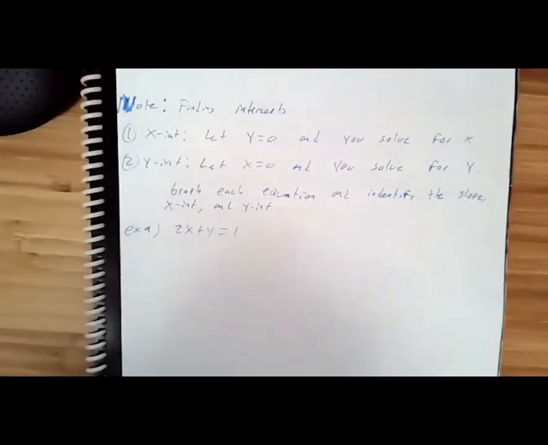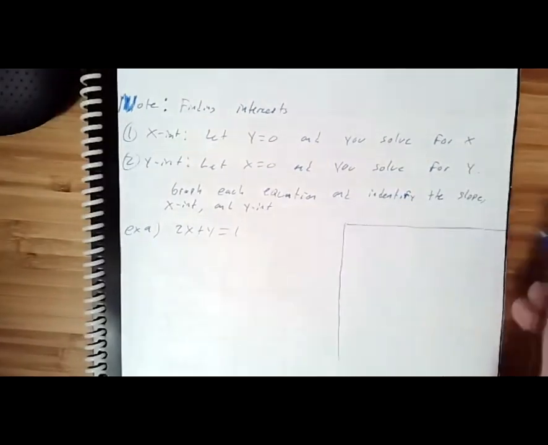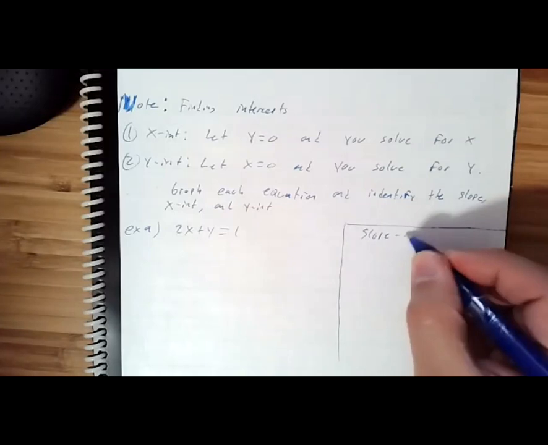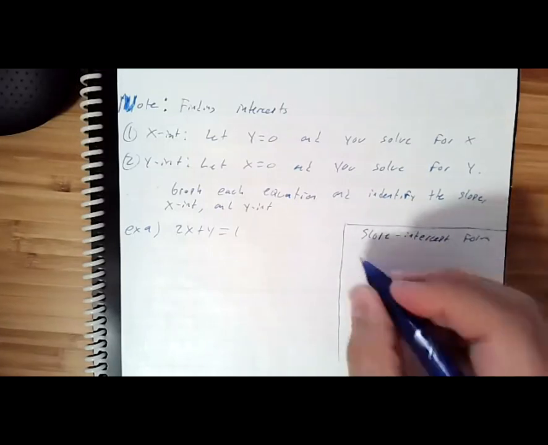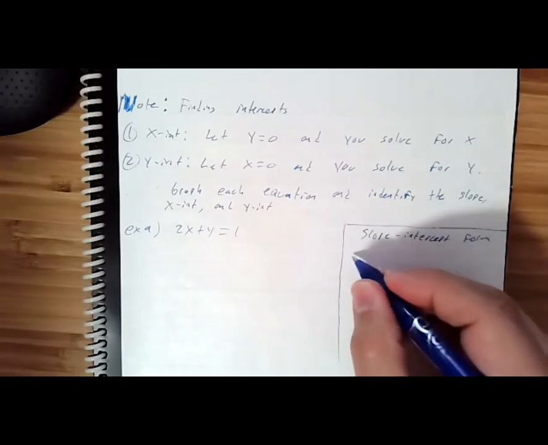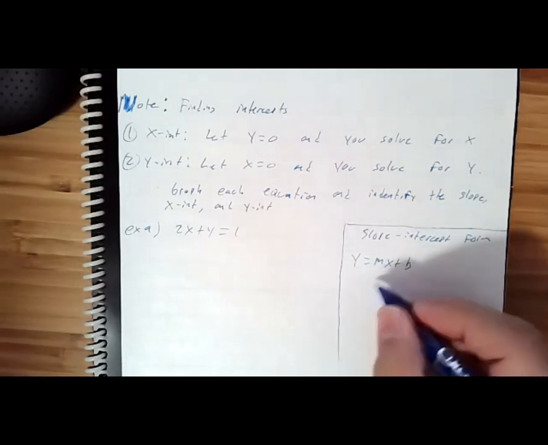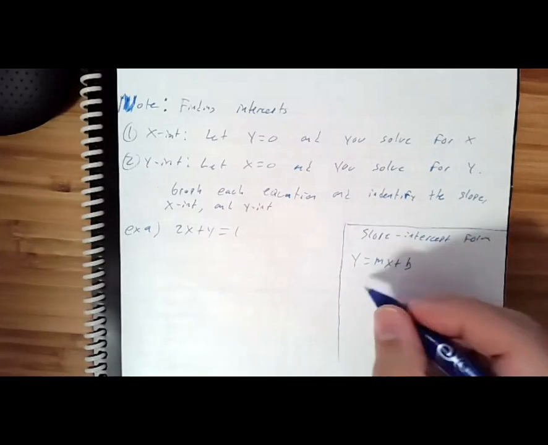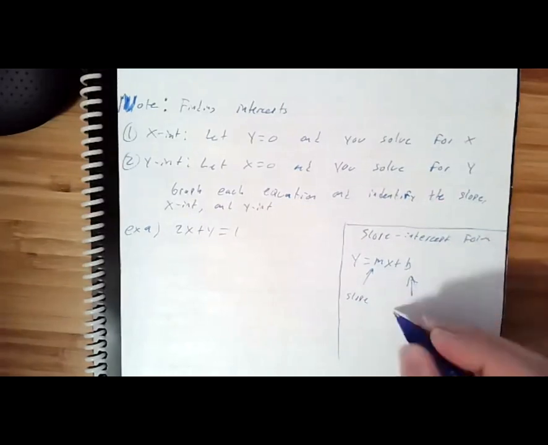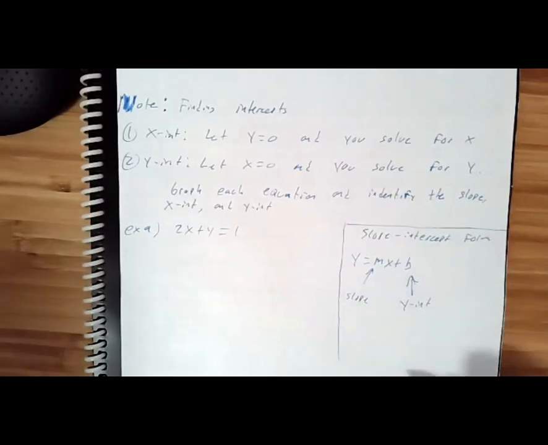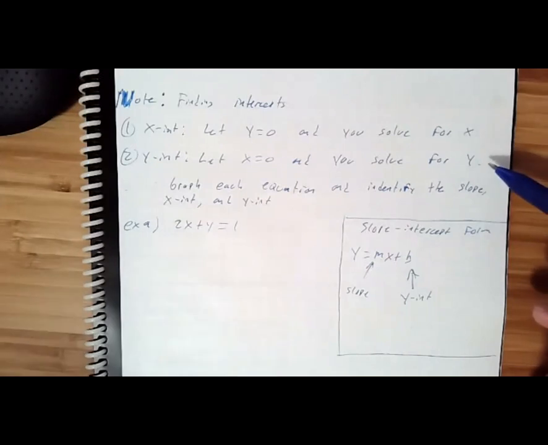So if we solve for y, then we'll have most of the information. So let me write a note over here as well. Slope intercept form. y is equal to mx plus b. So if it's in this form, the m is the slope. The b is the y-intercept, right? I know we mentioned this. So you can find the y-intercept like this or like this. It's up to you.